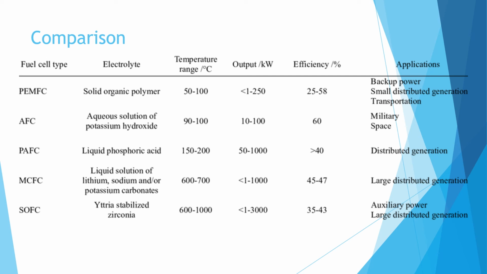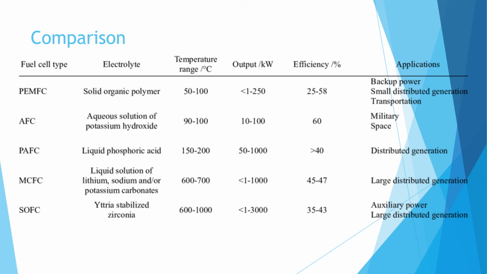As an electrolyte, for PEMFC it is solid organic polymer. Aqueous solution of potassium hydroxide is used for the AFC. Liquid phosphoric acid is used for PAFC. Liquid solution of lithium, sodium and or potassium carbonate for the MCFC, and YSZ or yttria stabilized zirconia is used for the SOFC.